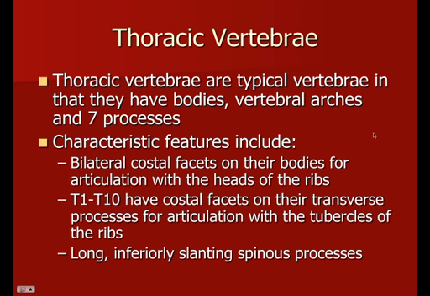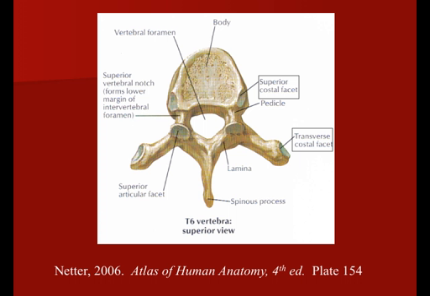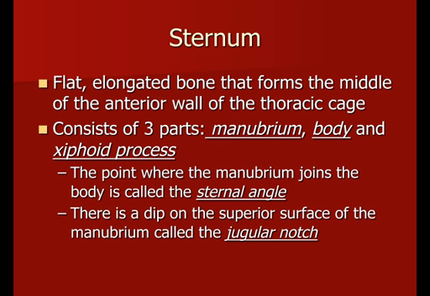Okay, we talked a little bit already about thoracic vertebrae and that they have bodies for articulation and spinous processes. We also talked that they have bilateral costal facets on their bodies to articulate with the heads of the ribs. Just to review, T1 through 10 have costal facets on their transverse processes for articulation with the tubercle of the ribs. Their long, inferiorly slanting spinous process, right? Remember in lab, I showed a lot of you how the cervical spinous processes point directly backwards, but the thoracic spinous processes really point downward. Okay, so just to review again, we've already done vertebrae, but you can look again.